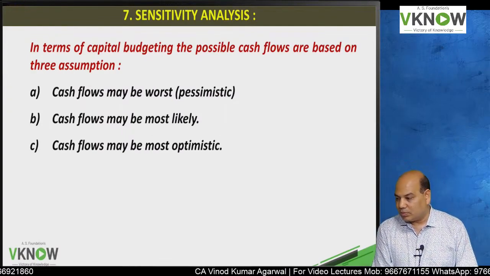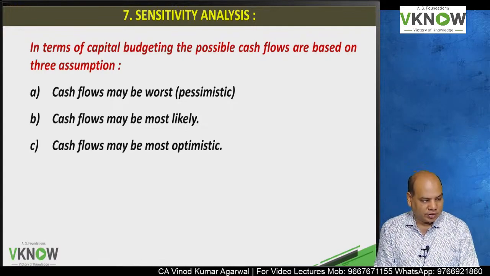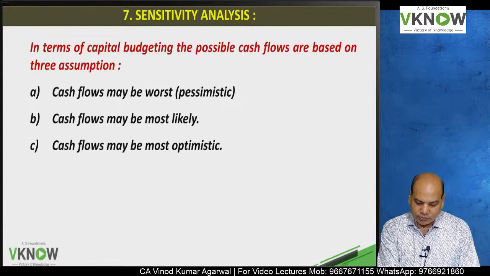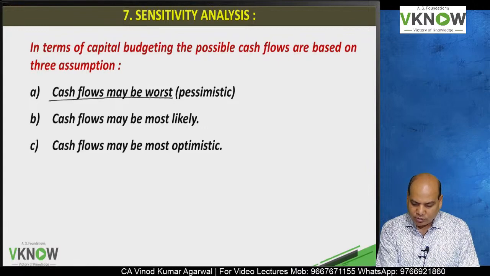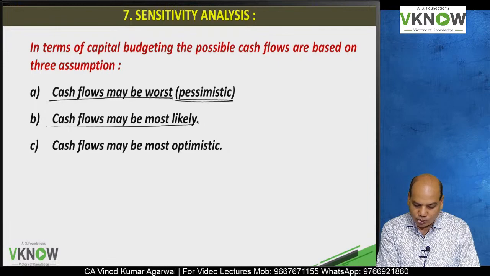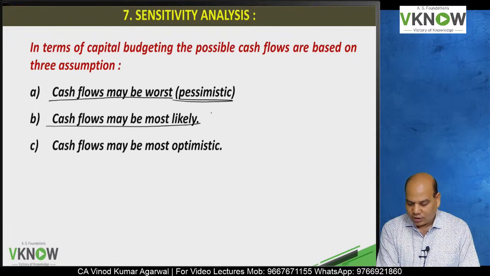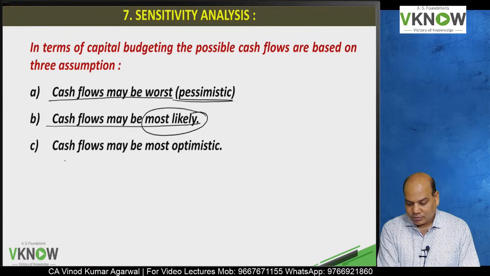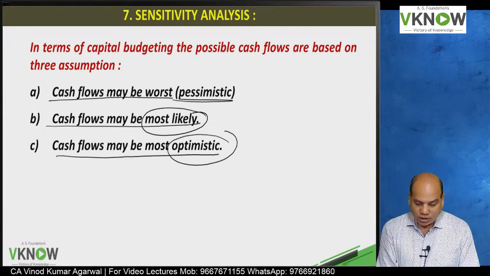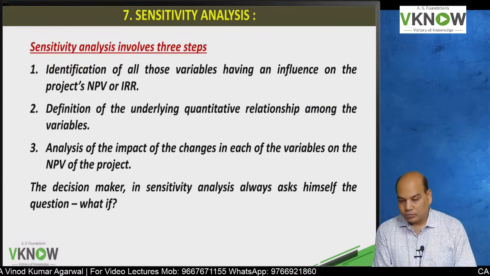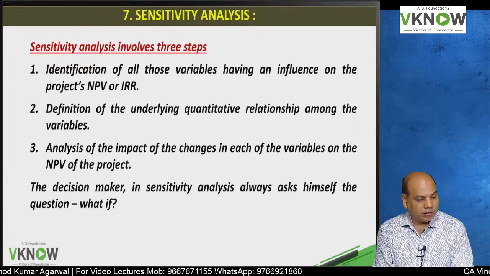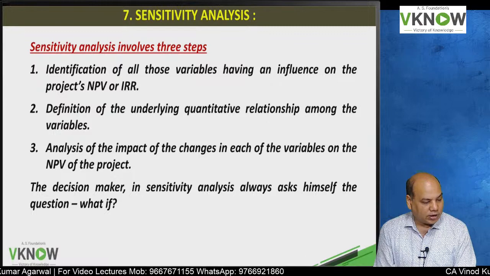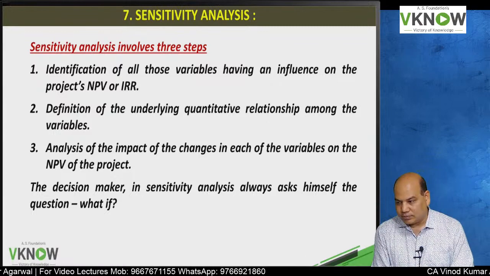In terms of capital budgeting, the possible cash flows are based on 3 assumptions. One is cash flows can be worst, which is called pessimistic. Cash flows can be most likely, means average, expected, and cash flows can be most optimistic, when things are very good. So the cash flows can be pessimistic, most likely, or optimistic.